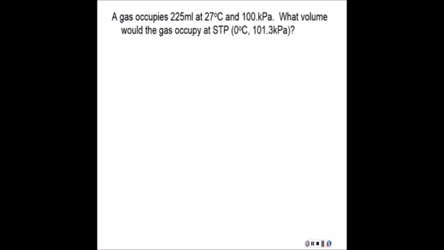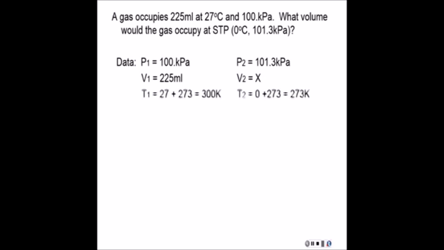So here we have a gas occupying 225 milliliters at 27 centigrade and 100 kPa. What volume would the gas occupy at standard temperature and pressure, STP? Now standard temperature has to be 0 centigrade or 273 Kelvin, but it can be any of those standard pressure units we saw early in this lesson. So let's copy out the data and label it.